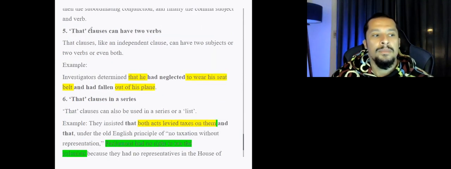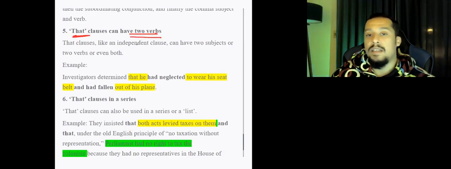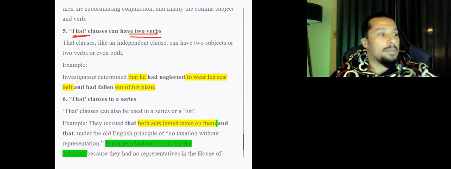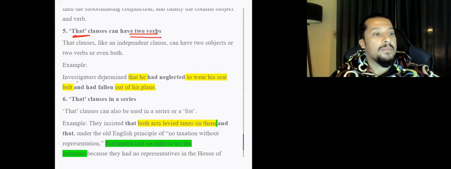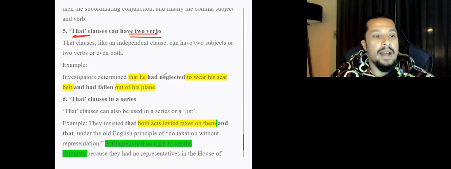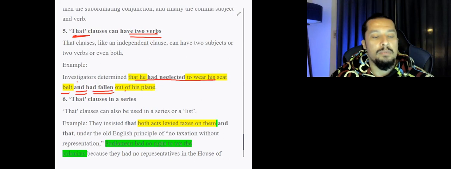Number 5. That relative clause can have two verbs, right? Investigators determined that he had neglected to wear his seatbelt and had fallen out of his plane.